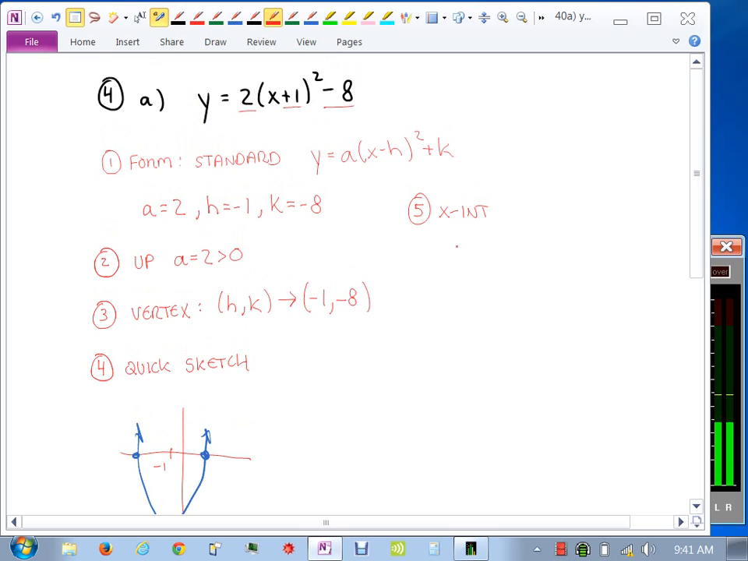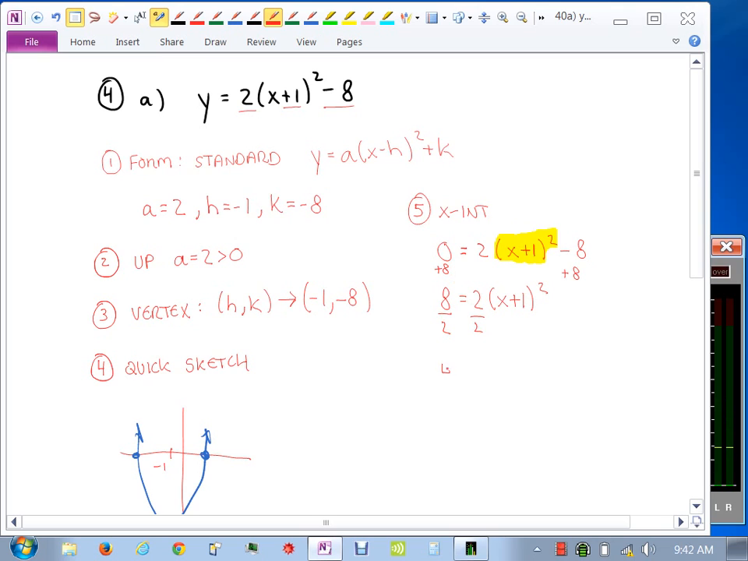To get the x-intercepts, we take our equation and replace y with 0. So it becomes 0 equals 2 times x plus 1 squared minus 8. The standard way of solving this is to get this piece, x plus 1 squared, by itself. So add 8 to both sides of the equation to get 8 equals 2 times x plus 1 squared. Sorry, let me back up here. I added 8 to both sides. Now I'm going to divide both sides by 2.